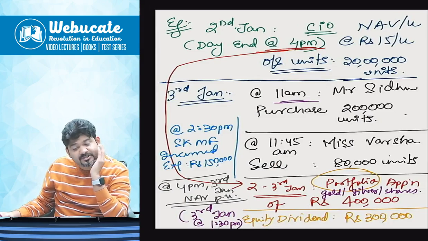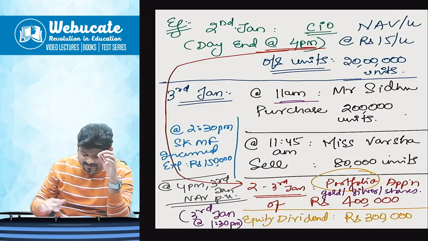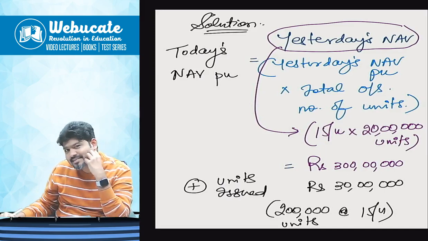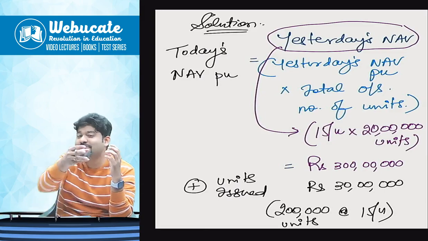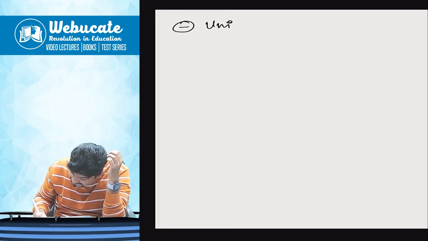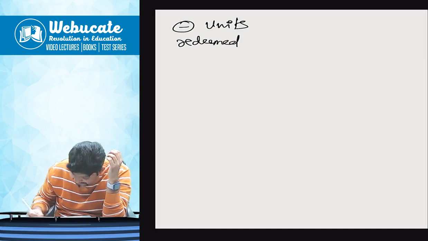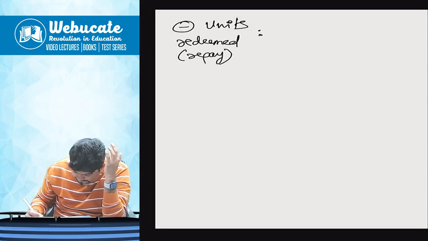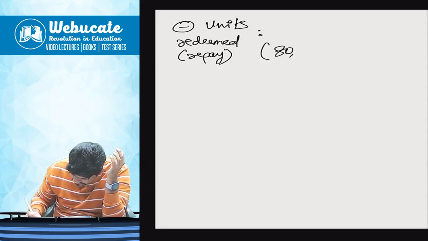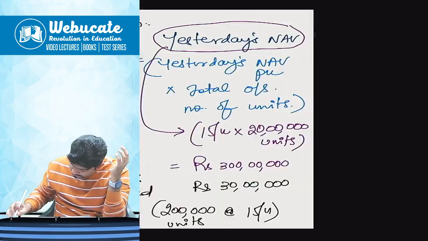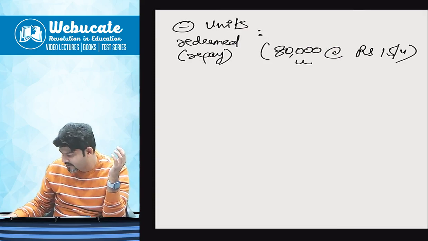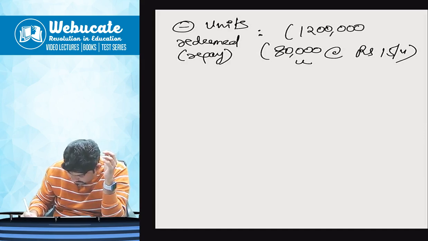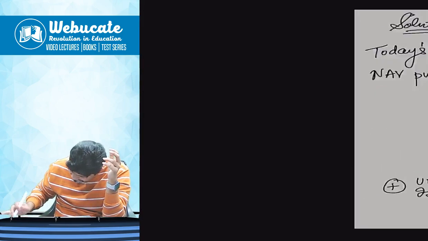Then Miss Varsha comes. But Miss Varsha is selling us the units. So if Miss Varsha is selling us the units, can I say it will be like an outflow for us? It will be like an outflow for us because she is selling us units. We will have to pay her. So we will do less units redeemed. Units redeemed as in repaid. What is redeemed? Redeemed means repay. Okay. How much? 80,000 units at the rate rupees 15 per unit. So 80,000 into 15, 12 lakh. Got it, everybody? Okay, then. So this is done.